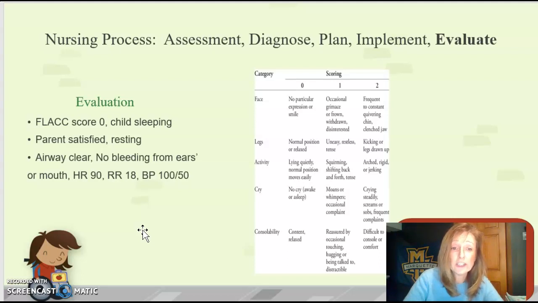The airway is clear. The child has only needed occasional suctioning of secretions. There's no bleeding from the ears or the mouth. The heart rate has decreased, the respiratory rate has decreased, and the blood pressure has decreased. So we know that we have done a good job at taking care of this child's pain management post-operatively. Thanks.